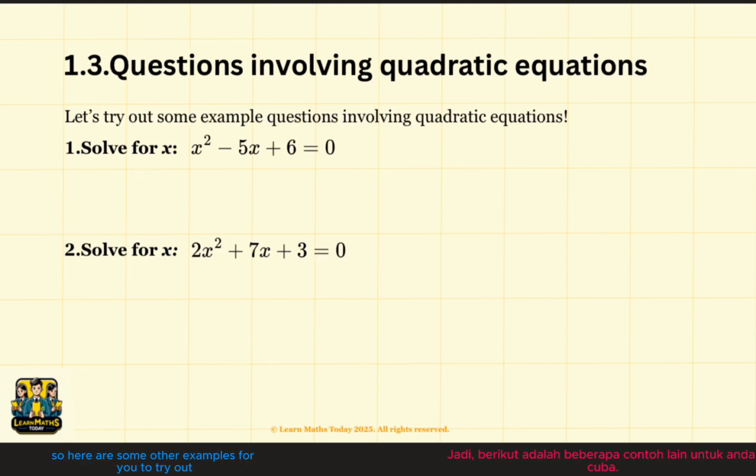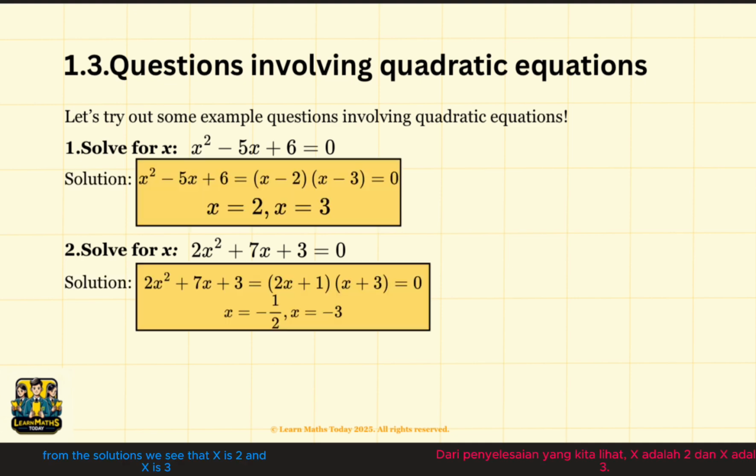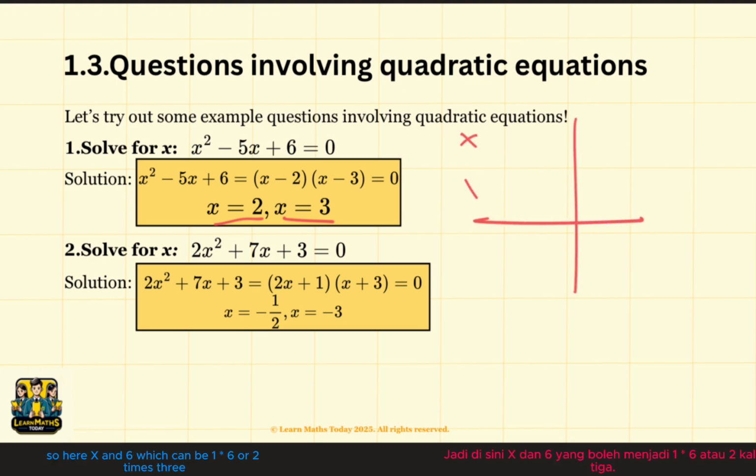So here are some other examples for you to try out on your own. You may pause the video. From the solutions, we see that x is 2 and x is 3. So let's go through this question. So here, x and 6, which can be 1 times 6 or 2 times 3. Using your thinking process, you should be able to come out with -2 and -3.